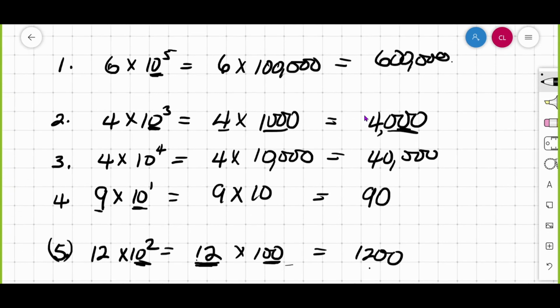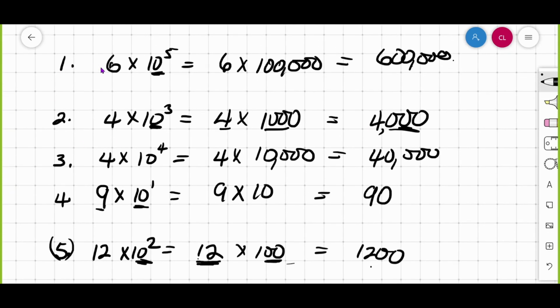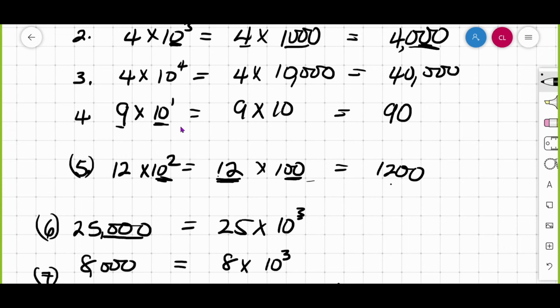All right, very good. So in number 1, we had 6 times 10 to the fifth, which is the same as 6 times 100,000, which is equal to 600,000. Number 2, we had 4 times 10 to the third. 10 to the third is the same as 1,000. So our answer would be 4,000. Number 3, 4 times 10 to the fourth. 10 to the fourth is the same as 10,000. So 4 times 10,000 is the same as 40,000.